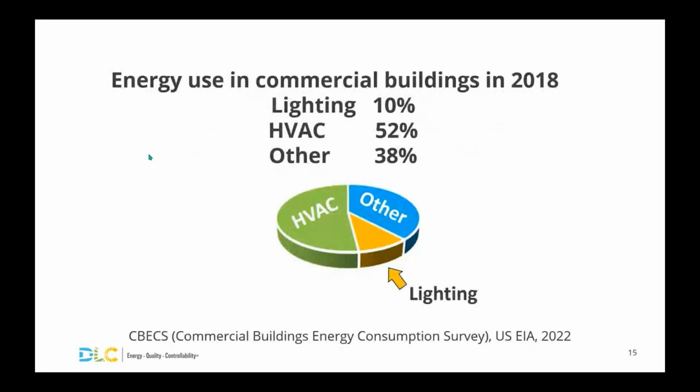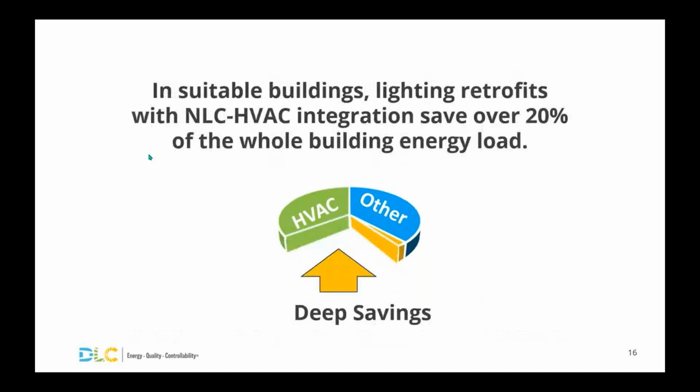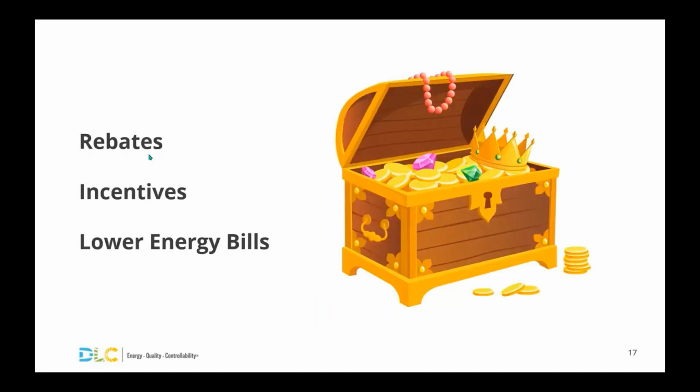Today's commercial buildings use more than half of their energy for HVAC and about 10% for lighting. The total combined savings from new LED lights with network lighting controls integrated with HVAC for occupancy standby mode can be over 20% of the whole building load. Substantial energy savings like that from NLC HVAC integration can be your key to helping building owners unlock rebate incentives and lower utility bills by taking a step beyond common practice.